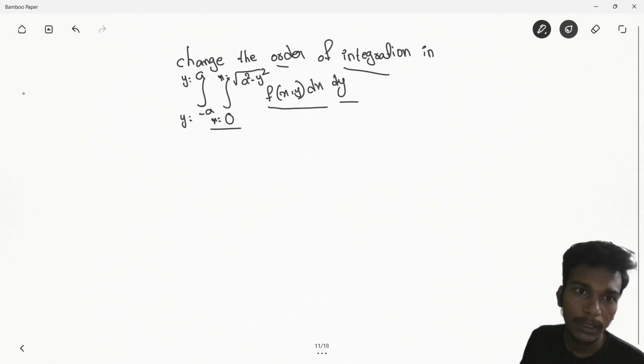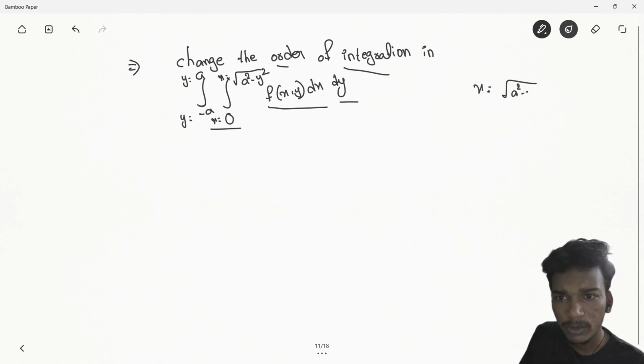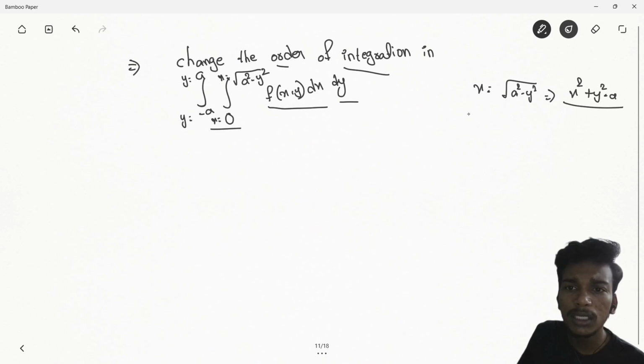Whenever you get a problem related to change of order of integration, first we have to draw the curve representing the limits of the whole integration. Just consider x equal to under root of a square minus y square. This implies x square plus y square is equal to a square. This is what this limit intends. That means this is the inner meaning of this limit.